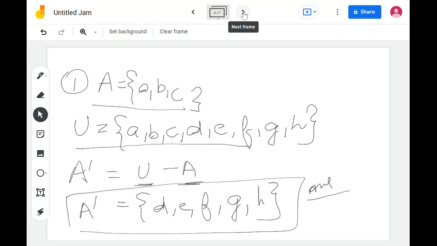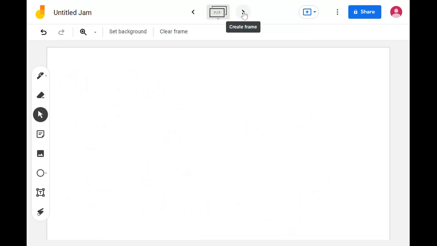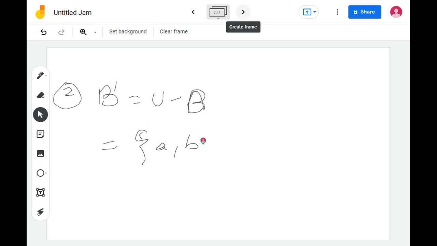Now we are shifting to the second part of this question. The second part is B complement. B complement is equal to universal minus of B. B is D E F G. So we will subtract, then what we get is A B C D. No, D will not come. This is the answer. This is the answer of B complement. I hope you got it.